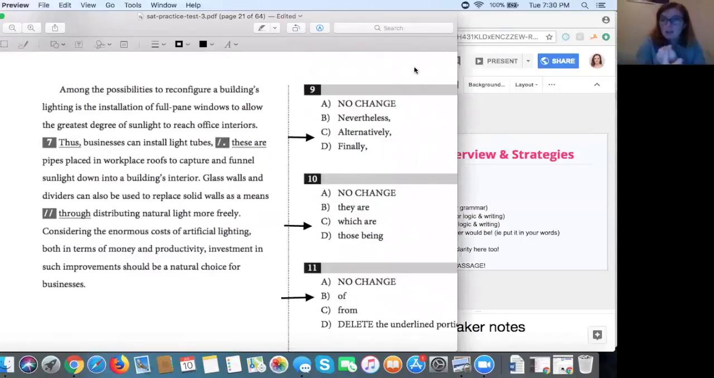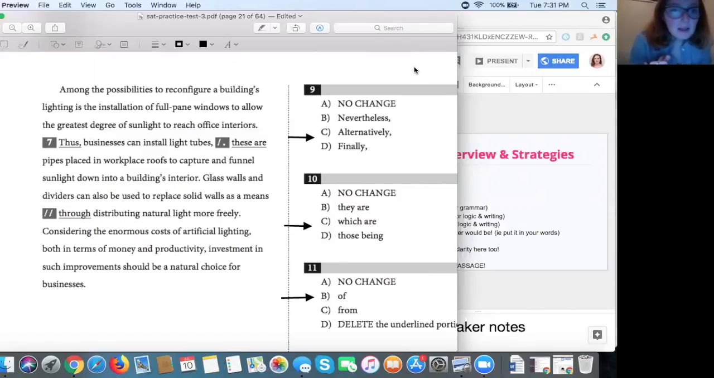So when I look at the potential actual options, I know thus indicates some sort of A, therefore B relationship. Nevertheless is A, but despite that B. Alternatively is A and also B. And finally is A, at long last B. So only one of these will give me the kind of information relationship that I'm looking for, which is how I end up at C.